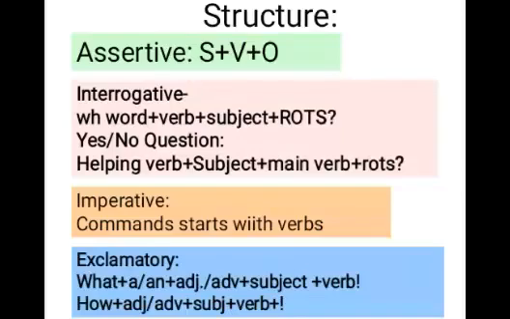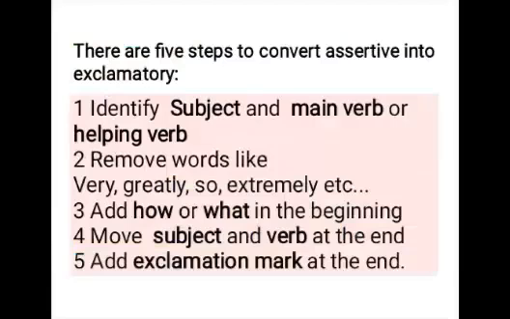Now let's see the structures of exclamatory sentences. First, what will come in the beginning of the exclamatory sentence, then article a or an, adjective or adverb plus subject plus verb and exclamation mark. Second, how, adjective or adverb plus subject plus verb and exclamation mark at the end.